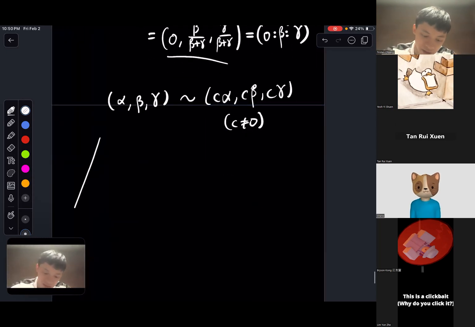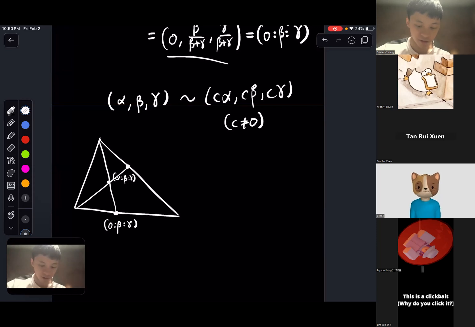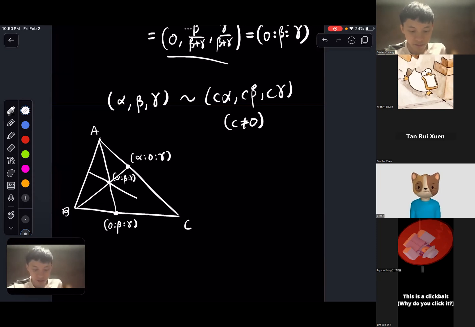So the conclusion here is that if you have a point alpha, beta, gamma, its projection onto BC is just 0 beta gamma. And similarly, if I connect it to the other side over here, let's say this A, this B, this C, then this will become alpha 0 gamma. And we connect it to C, this becomes alpha, beta, 0.